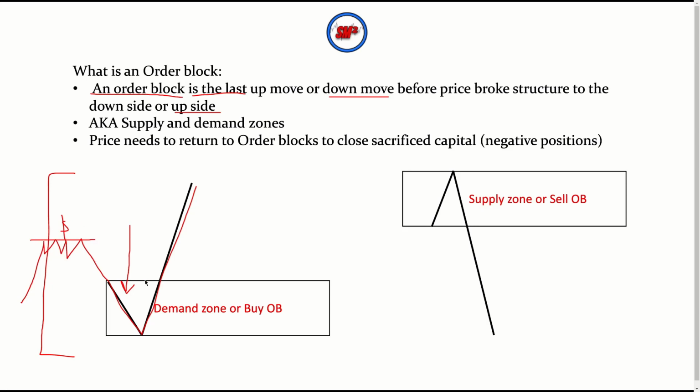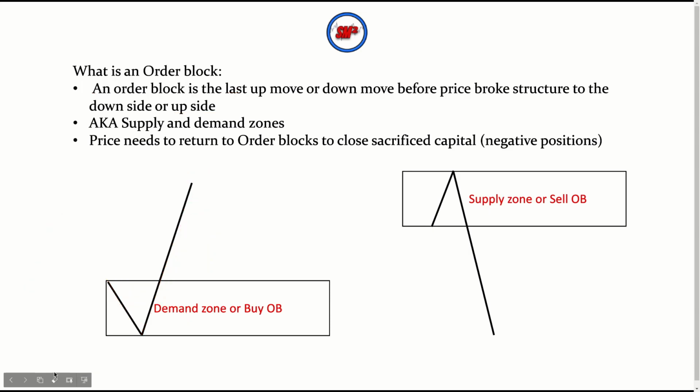Previous structure. So essentially what I'm talking about with the last down move before price broke structure to the upside is that we've got this last down move, right? And this last down move is the last down move before price broke structure to the upside, right? So this was the last movement to the downside before we saw price shoot to the upside and then break structure, creating a new high, right? So that is the buy order block in the simplest way possible, without getting into the theory of what it is, about sacrifice capital and things like that. So that's the buy order block.